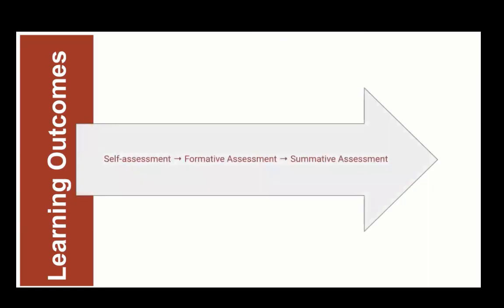Self-assessments are used early on, and then there's formative assessments where we give feedback and some points, and finally summative assessments that are higher stakes.